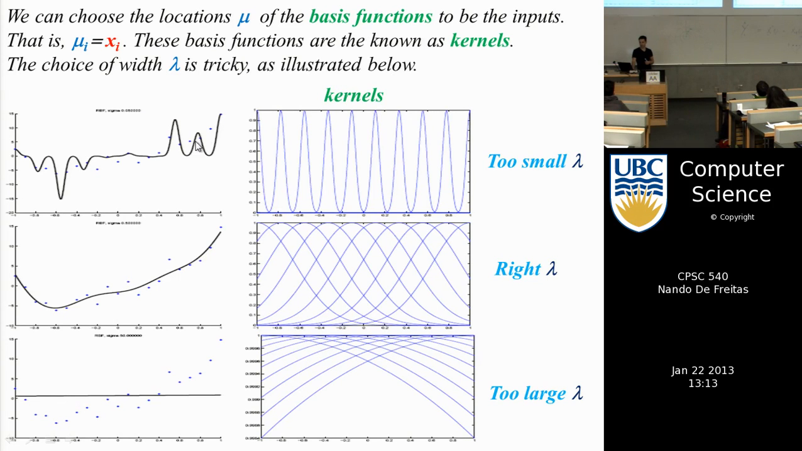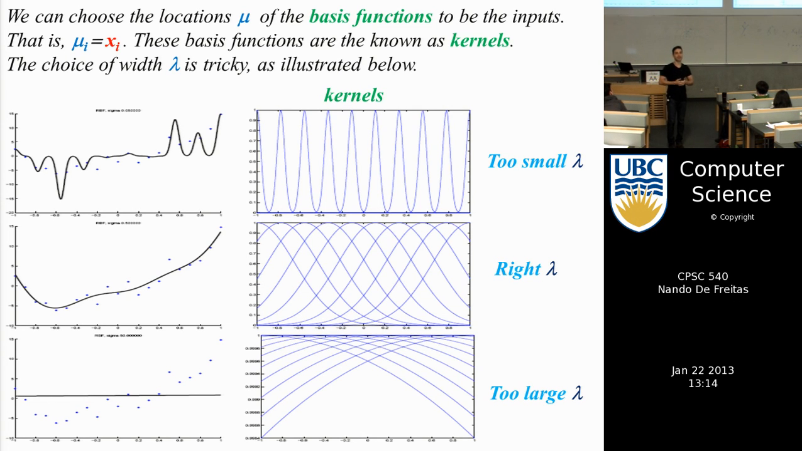If my basis functions were too narrow, the fit that I would get on the data would look like this. If my basis functions are just the right width, I get a nice fit. If my basis functions are too big, then when you add things that are flat with each other, you basically get something that's flat. So I wouldn't get a good fit. Again, we had to choose delta. Now we have to choose lambda. And this is typical. The width of all the basis functions is the same.